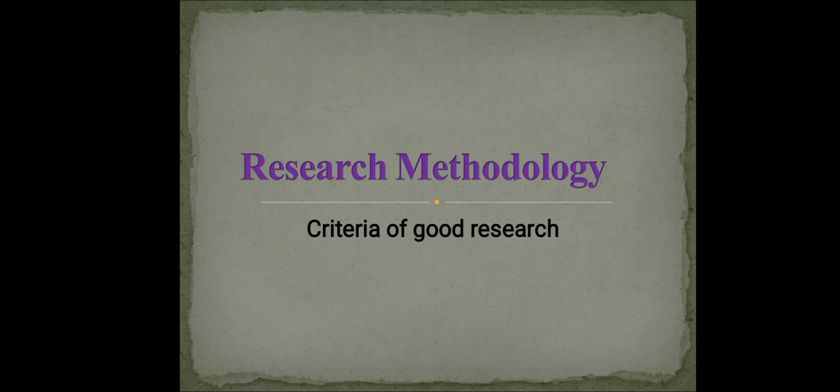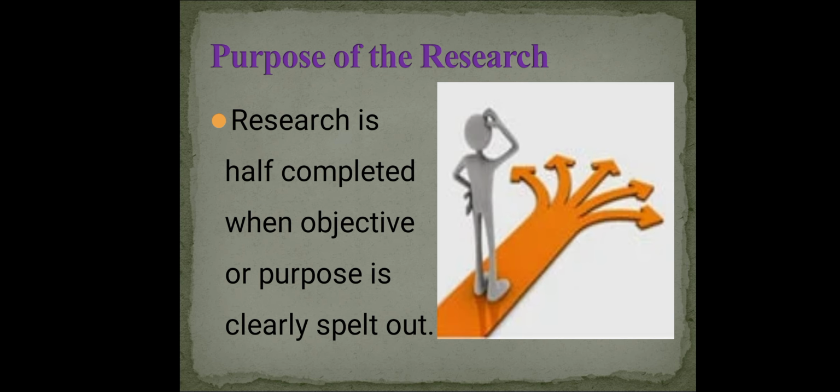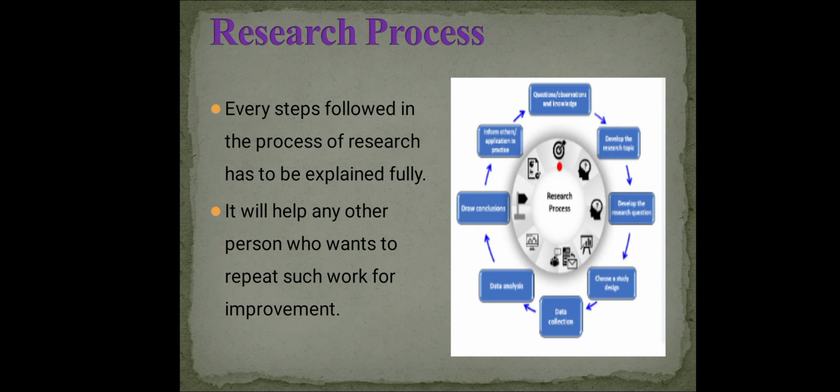Good morning. Today, we are going to see about the criteria of good research in research methodology. The purpose of the research: research is often completed when the objective or purpose is clearly spelled out. Research process: every step followed in the process of research has to be explained fully. It will help the other person who wants to repeat the research work for improvement.